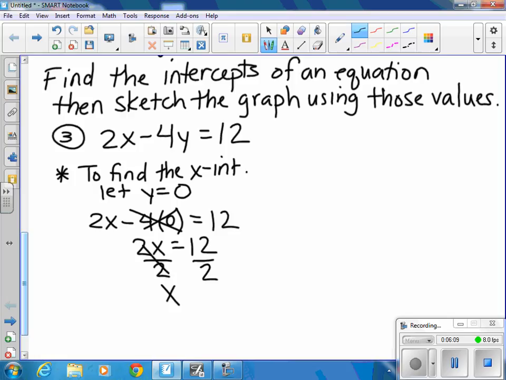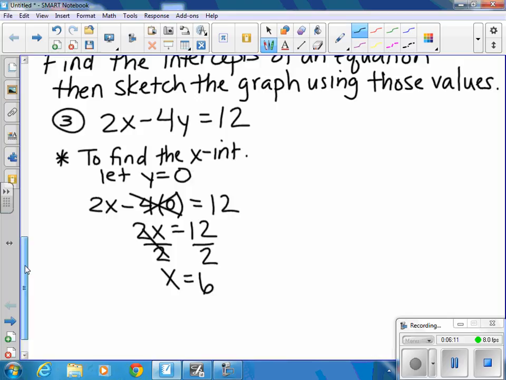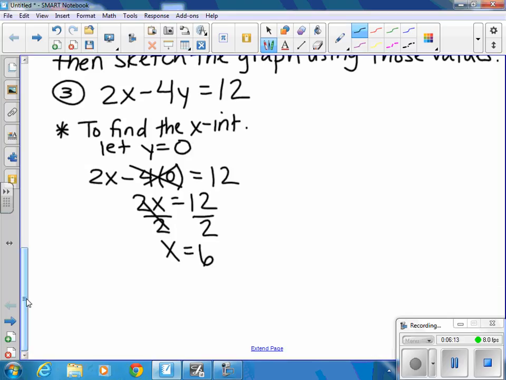Now it's going to say x equals 6, but we know you can't write x equals 6. You either have to write x dash int equals 6, or at this point it's probably a lot quicker and easier to just write it as your ordered pair. Okay? Your x value is 6. The y value that you plugged in was 0 back up at the beginning.